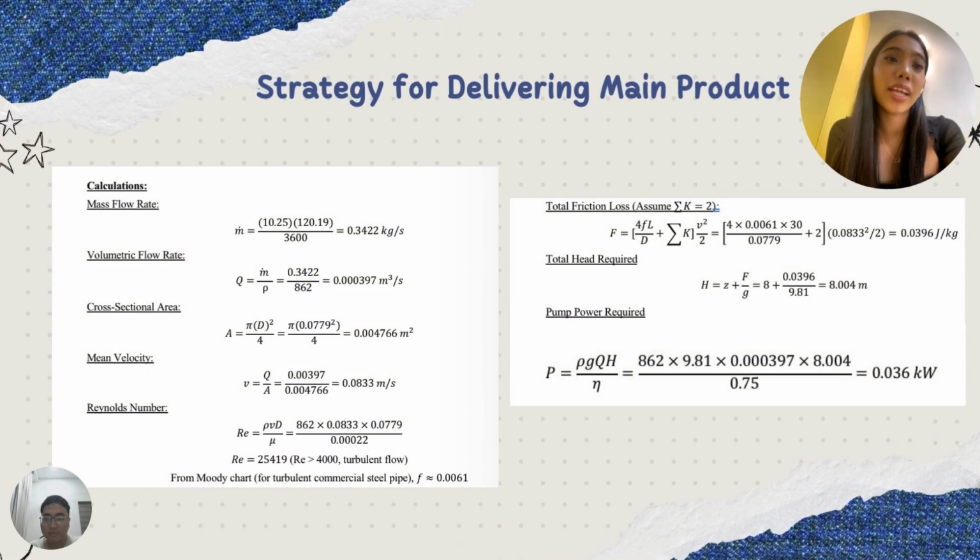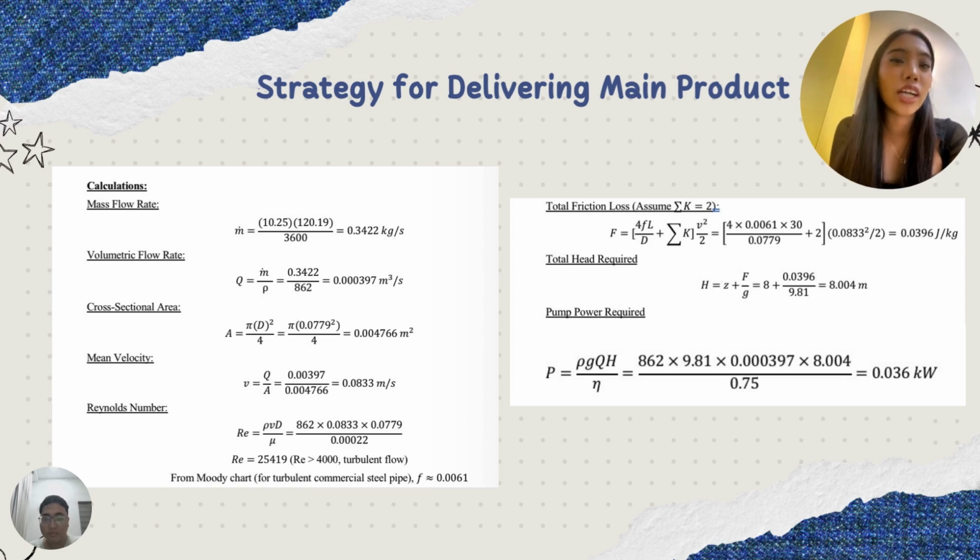Using the system data, we calculated the friction loss and pump power requirement. The Reynolds number is about 25,400, confirming turbulent flow, and the friction factor is approximately 0.0061. The total head required is about 8 meters, including elevation and friction losses. Based on this, the pump power required is approximately 0.036 kilowatts, so a 0.5 kilowatt pump was selected for safety.